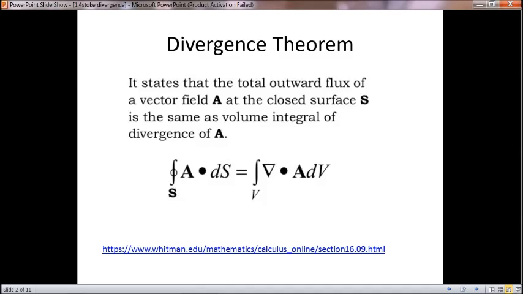So divergence theorem states that the total outward flux of a vector field A at the closed surface S is the same as volume integral of divergence of A. That is, the closed surface integral of A dot ds is equal to volume integral of del dot A dV. So here a surface has to be considered. Over that surface, a vector field A is working.